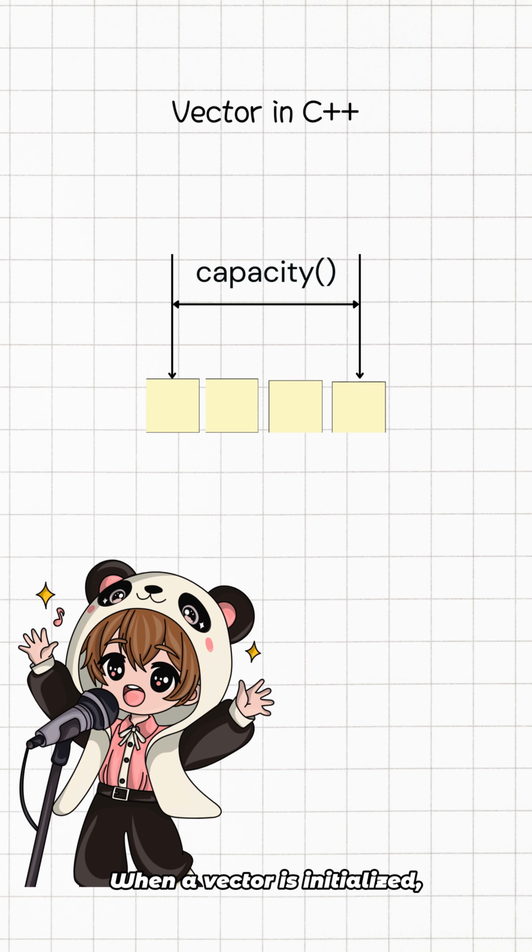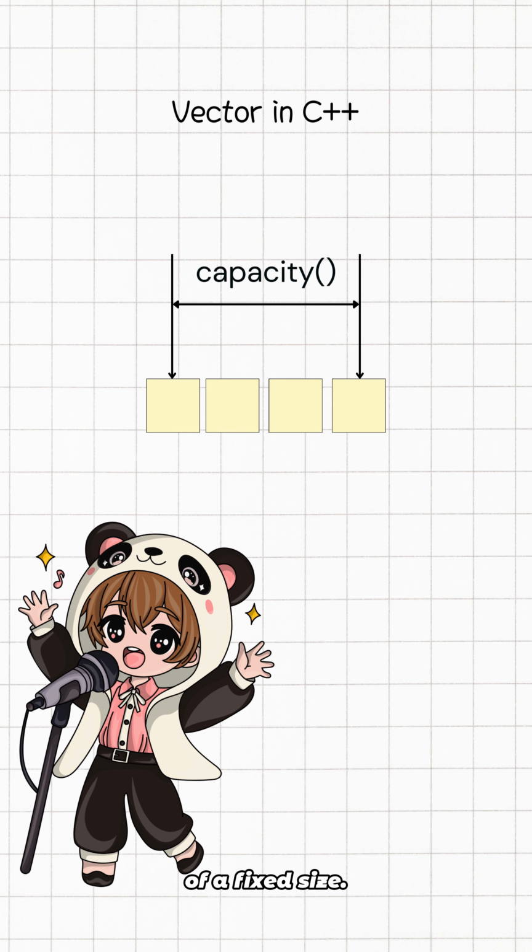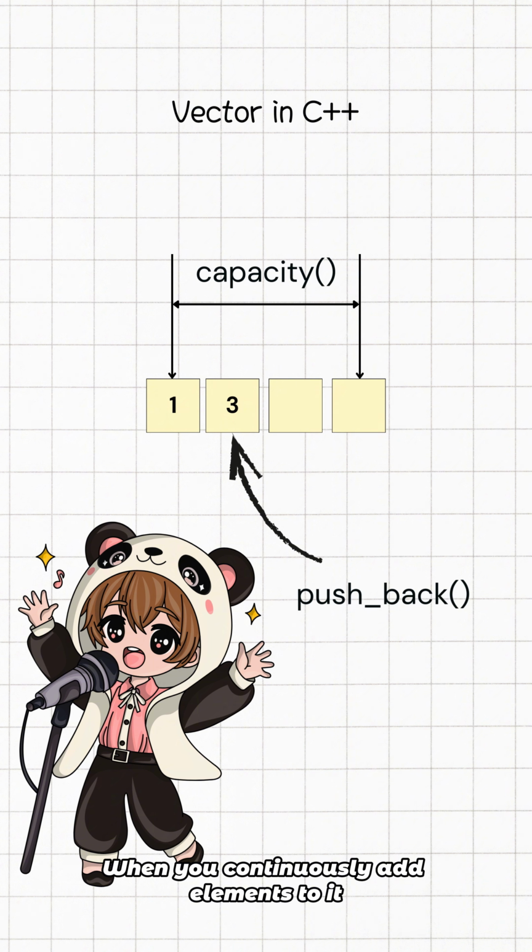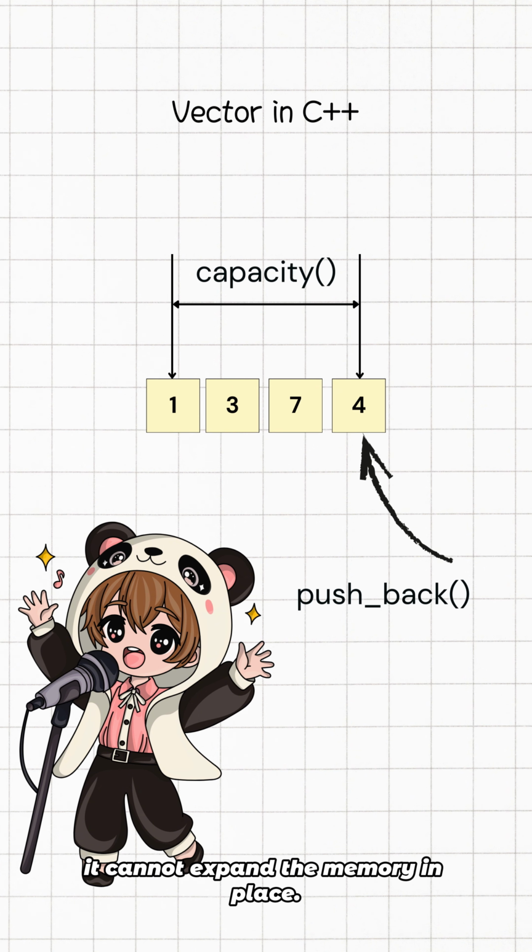When a vector is initialized, it applies for a contiguous block of memory of a fixed size. This is its capacity. When you continuously add elements to it using push_back, once the number of elements exceeds the capacity, it cannot expand the memory in place. Because the memory space is contiguous, the area behind it may already be occupied by other data.